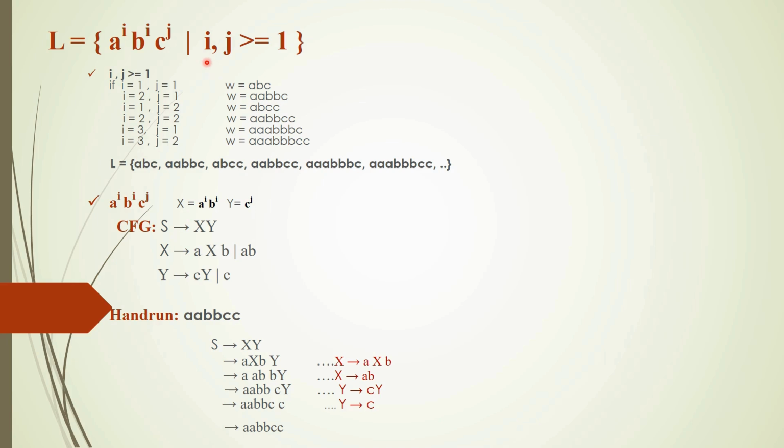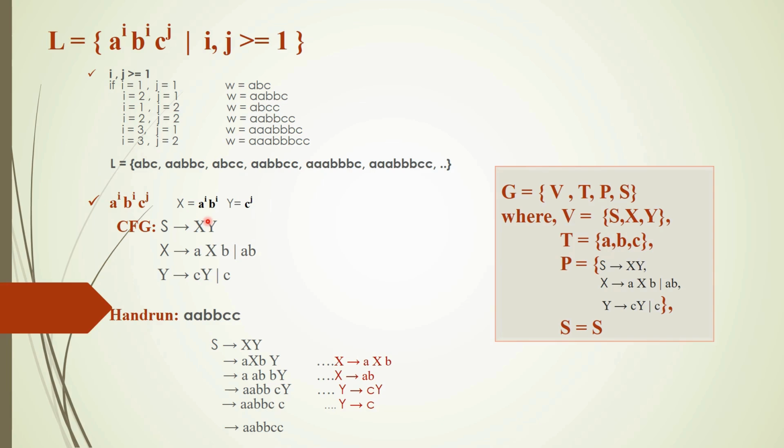I hope you understand. Now let's mention this grammar in the form of a tuple as a context free grammar. So your grammar tuple is V, T, P, S, where V is your variables in your grammar, which are S, X and Y. Then your terminals, or symbols, which are a, b and c. Then the production rules are the grammar we generated, and your starting point is S. I hope you understand this.